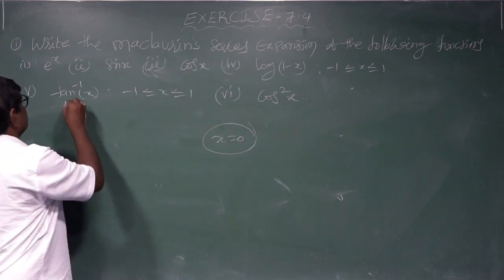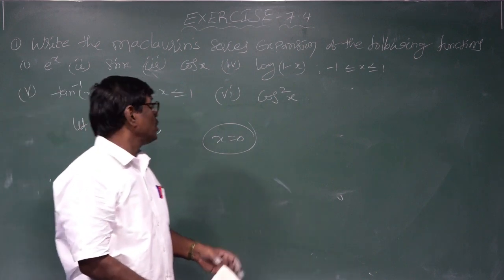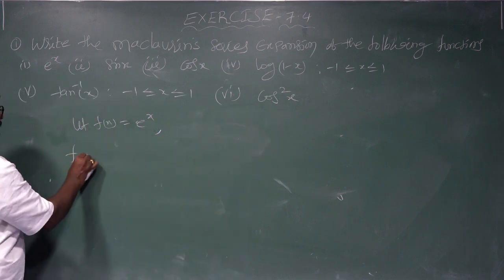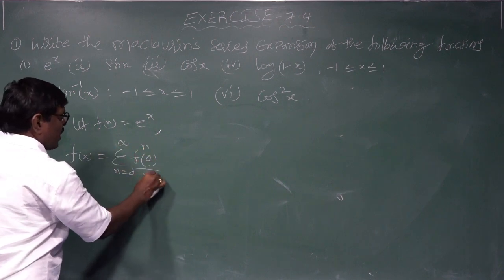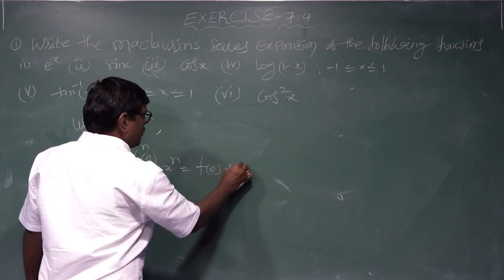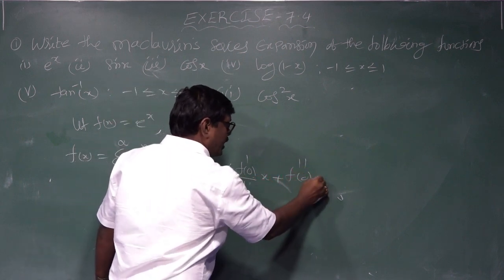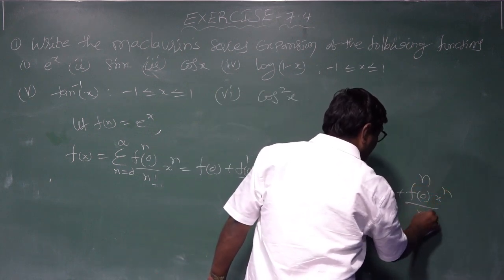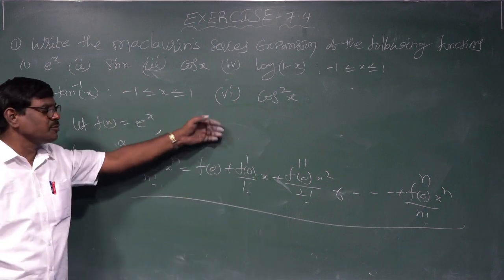Let f of x equal to e power of x, then the Maclaurin series at x equal to 0 has the expansion formula f of x equal to summation of n equal to 0 to infinity f of n of 0 by n factorial into x power of n. This expansion, for n equal to 0, 1, and so on, is f of 0 plus f dash 0 by 1 factorial into x plus f double dash 0 into x square by 2 factorial plus and so on, f of n of 0 into x power of n by n factorial. This is the Maclaurin series at x equal to 0 for all six problems.